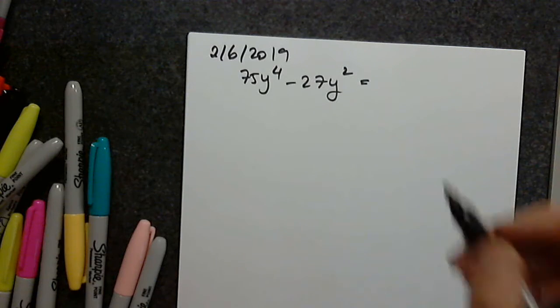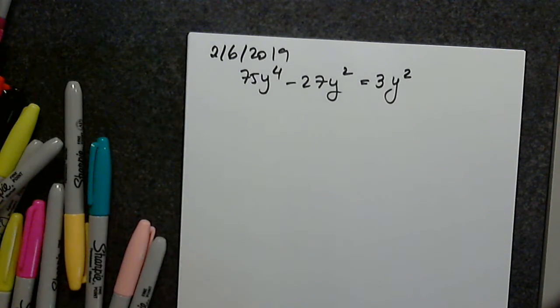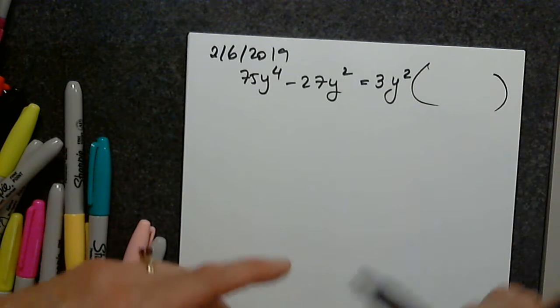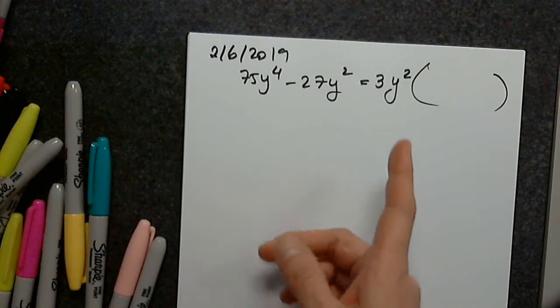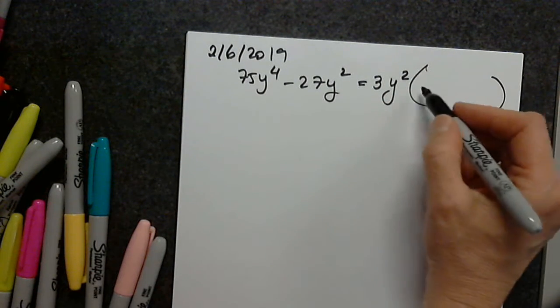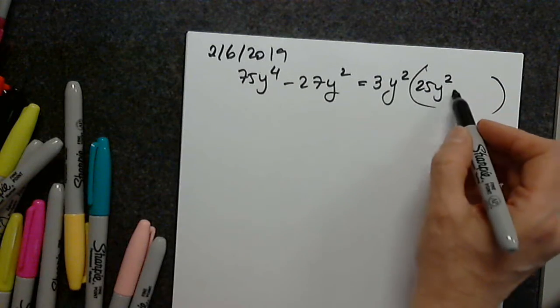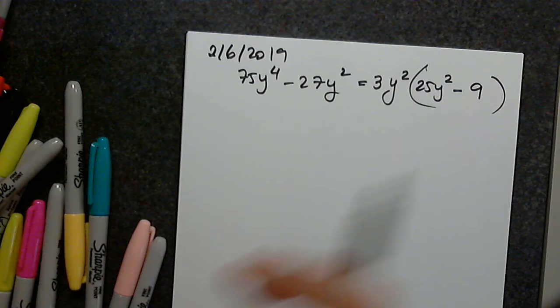Y squared. So y squared indeed. Would it be 3y squared? Exactly. Very good. So if you skip any of those steps, you make your life more difficult when it comes to factoring. So that's why I gave you those steps, and they have to be followed in that particular order. Okay, so now 3y squared times what is 75y to the fourth? 25y squared. 25y squared minus. So 3y squared times what is 27? Very good. Minus 9.